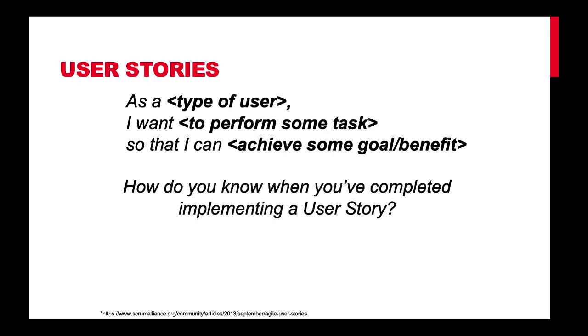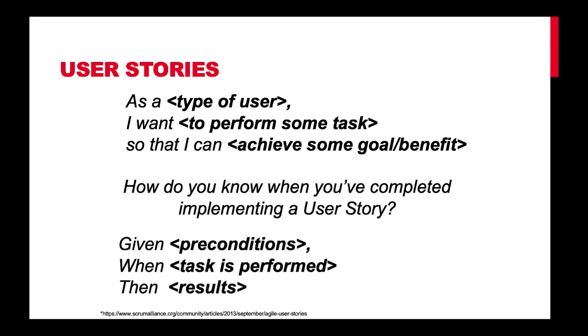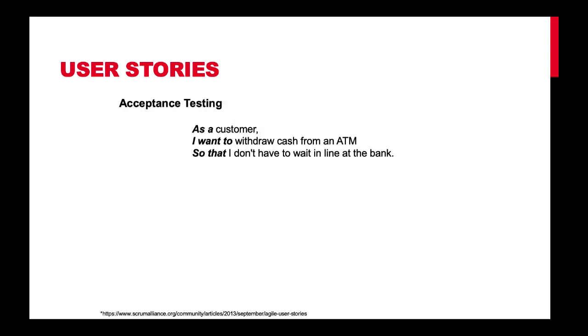How do you know when you've done this though? If I write a user story, how do I know when I'm done implementing it? Well, you use an acceptance test. If we were doing this on paper, on a note card, the front would say, as a user, I want to do something so that I can achieve some benefit. On the back, we would list this given, when, then. Remember this pattern: given, when, then. This is how you know you're done. This is called an acceptance test. Here's an example. As a customer, I want to withdraw cash from an ATM so I don't have to wait in line at the bank. That's a legit user story.